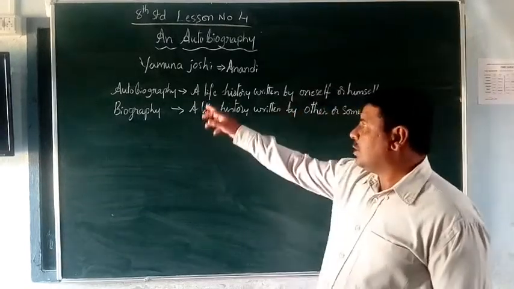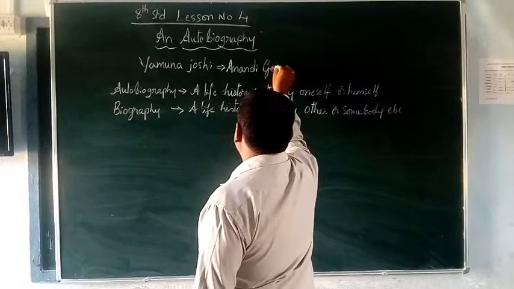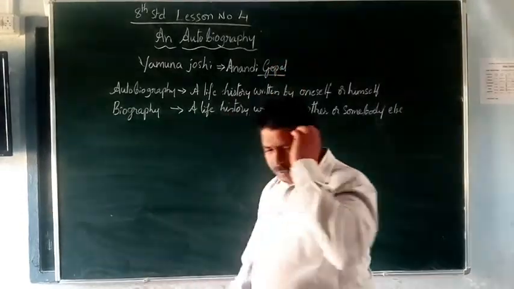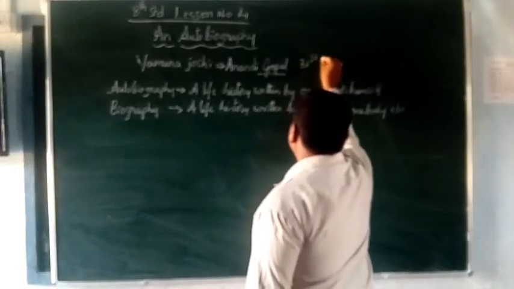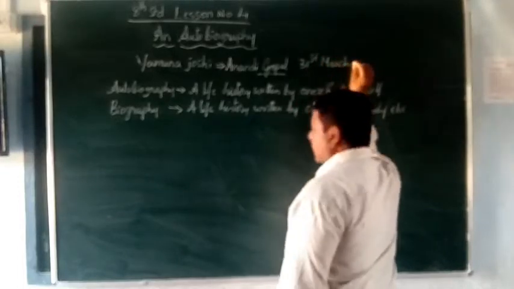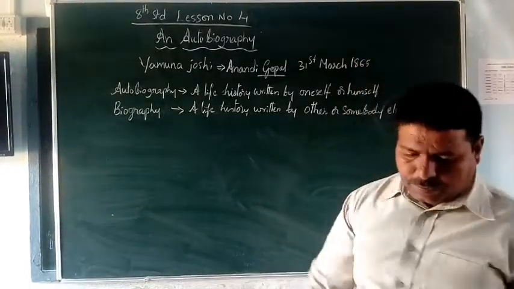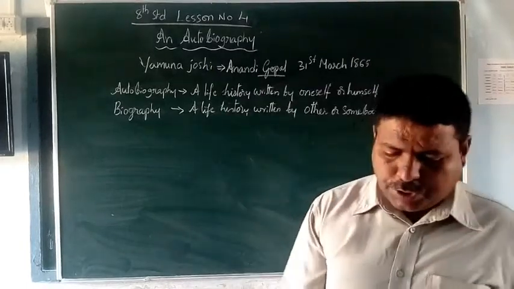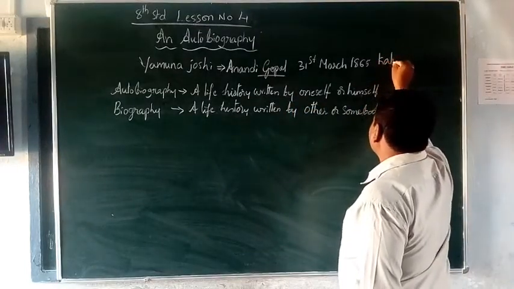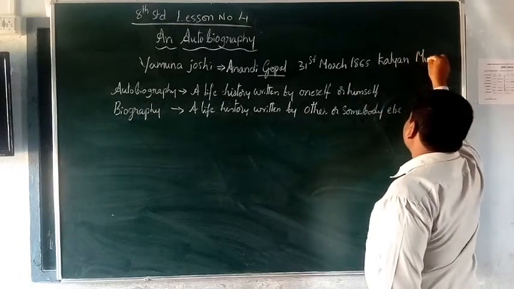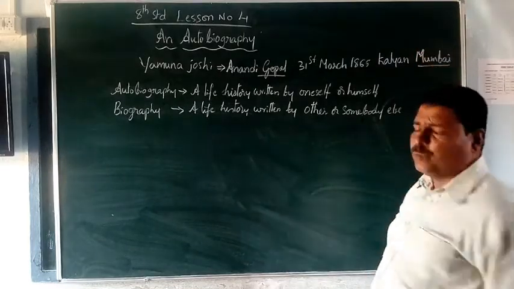Her original name was Yamuna Joshi. Her husband's name was Gopal. She was born on 31st March in the year 1865. Her name was Yamuna Joshi, in Kalyan, a small town near Mumbai. Kalyan is a village and the city is called Mumbai.